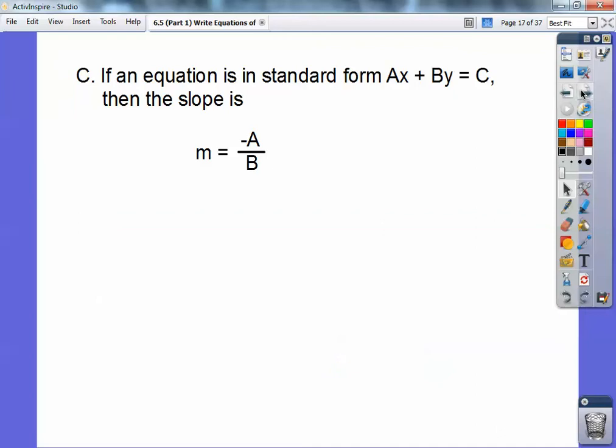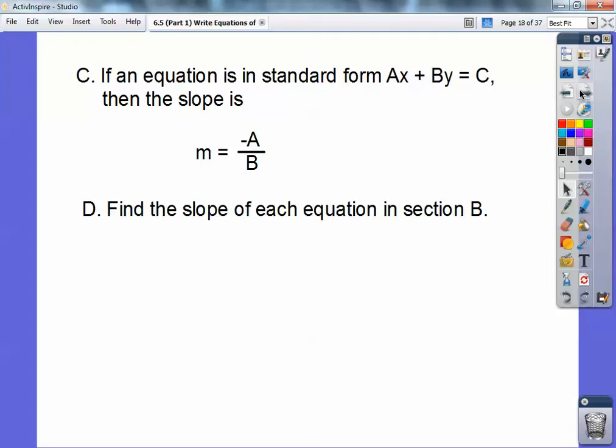If an equation is in standard form, then your slope is negative a over b. I like to say opposite a over b, because sometimes a is a negative number, so it's negative a negative number. It's the opposite of that. Now if it's in slope-intercept form, which is y equals mx plus b, then m is your slope, the number in front of your x. But if it's not, if it's in this form, then you take the opposite of the number in front of x over the number in front of y. You don't even need that c to get the slope.